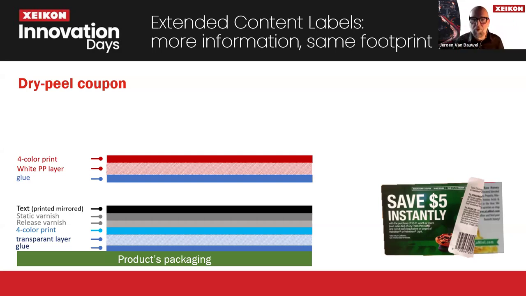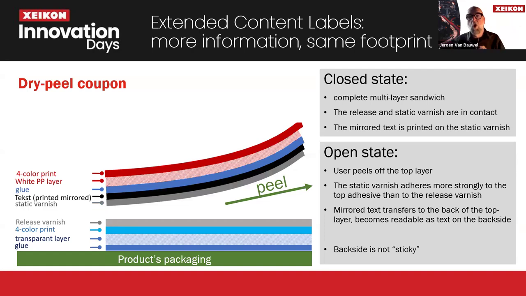And then later on, the same top layer is laminated on this construction. And here again, after opening the coupon during the peeling, the split is made between the release varnish and the static varnish. And the mirror text, remember the text that was printed on top of that static varnish, transfers together with the static varnish to the top layer, and the mirror text becomes readable. Same result as before, but without the use of a transparent layer in between.